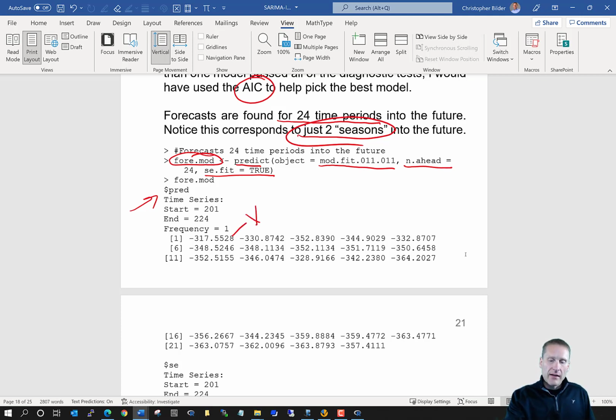Here is x201 tilde with the superscript 200. So negative 317.5528. Here is x tilde 224 with the superscript 200.